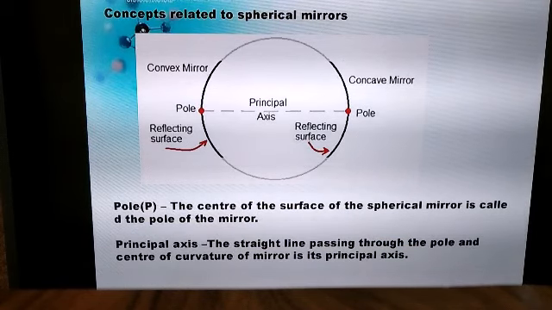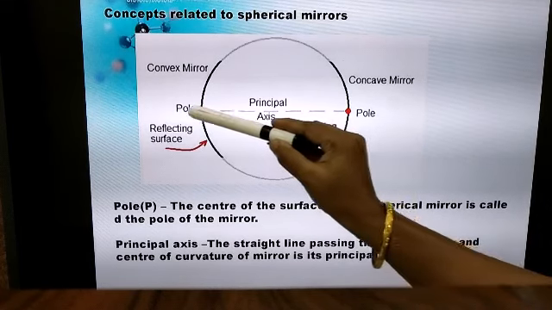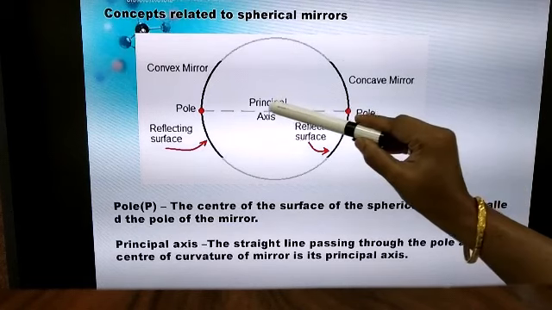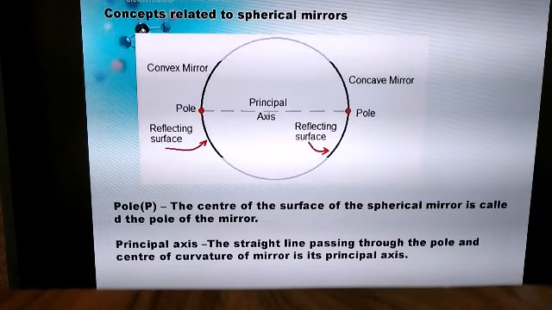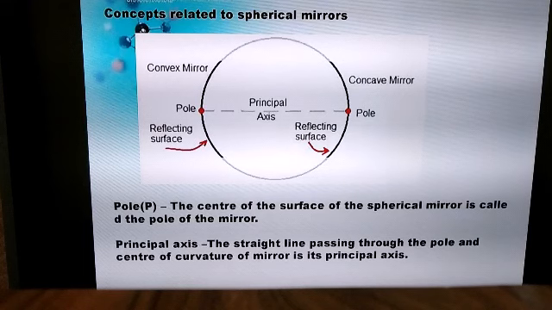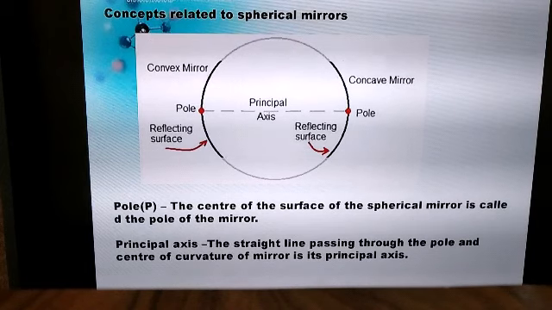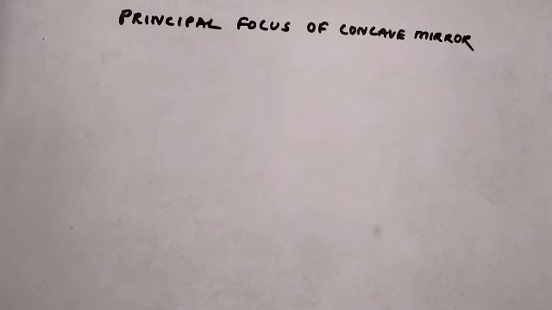The next definition is the principal axis. Principal axis is the straight line which passes through the pole and the center of curvature. So the imaginary straight line passing through the pole and center of curvature of the mirror is called its principal axis.